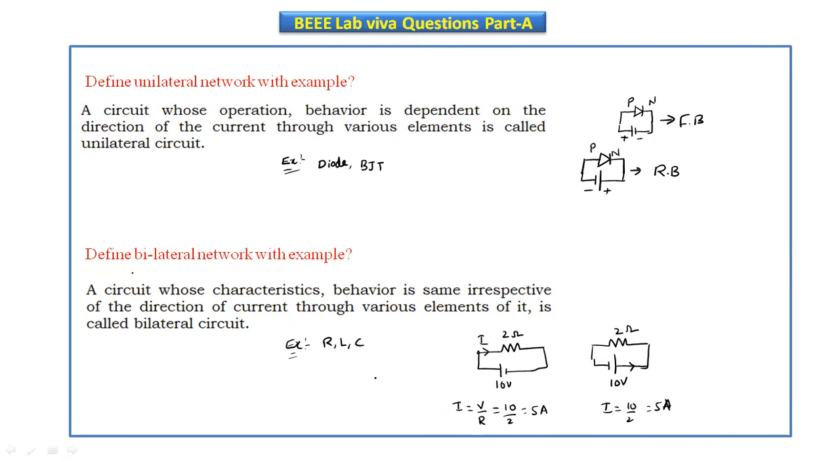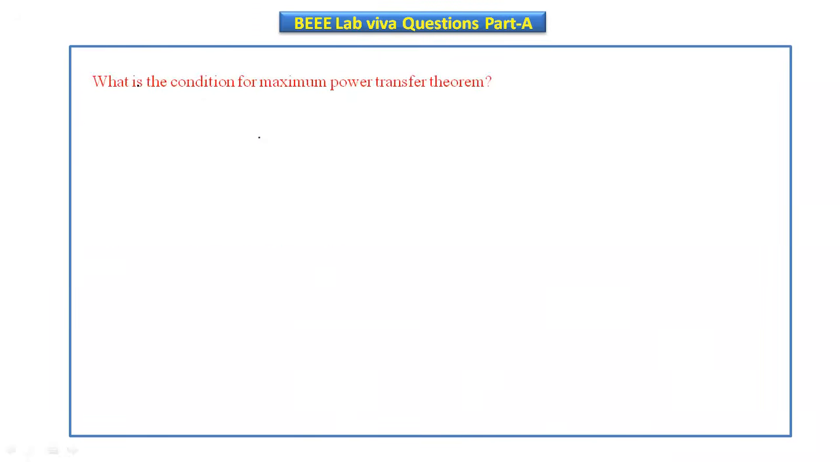Here, from the bilateral network we can say that suppose the terminals are like this, the current is flowing in this direction, that is 5 amperes of current is flowing. If you interchange the terminals, the same current is flowing but in the opposite direction. But there is no change in the value. That's why in a bilateral network, the behavior or the characteristics will not change, they remain the same.